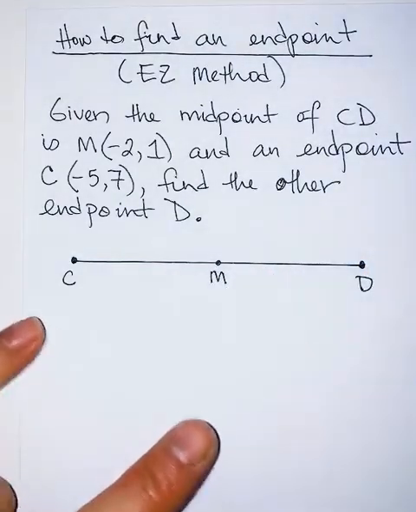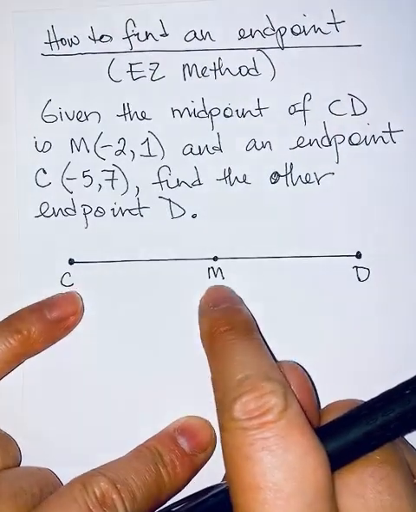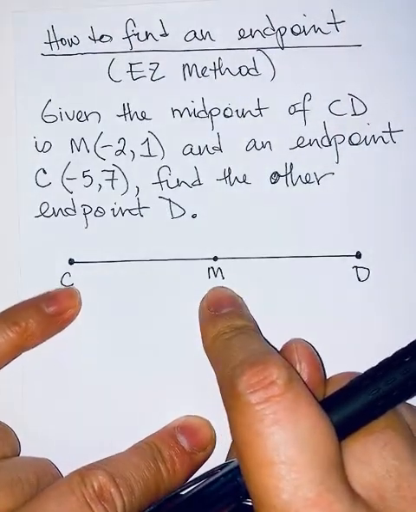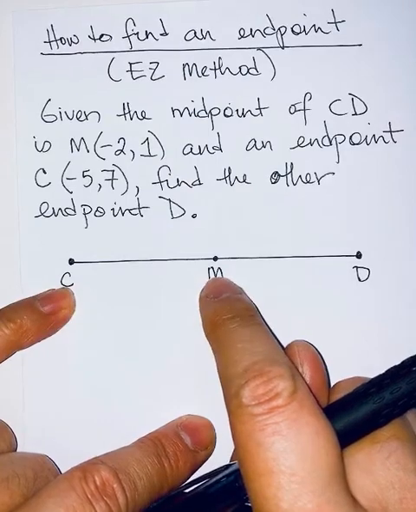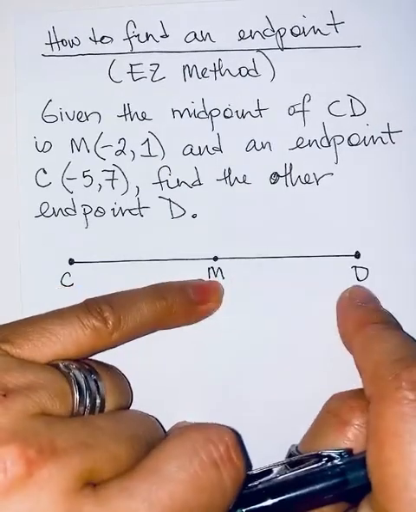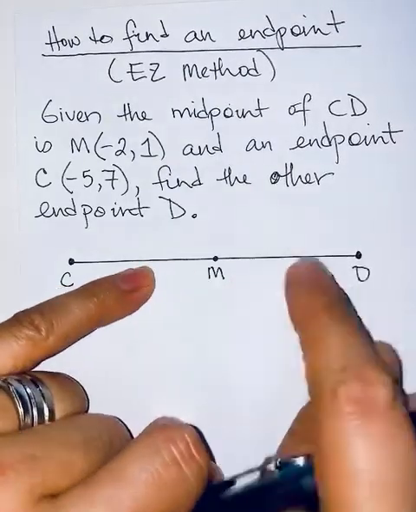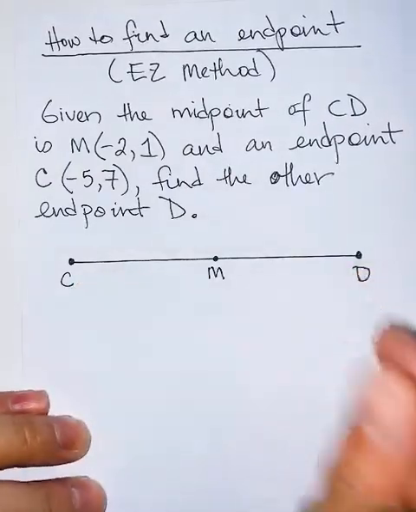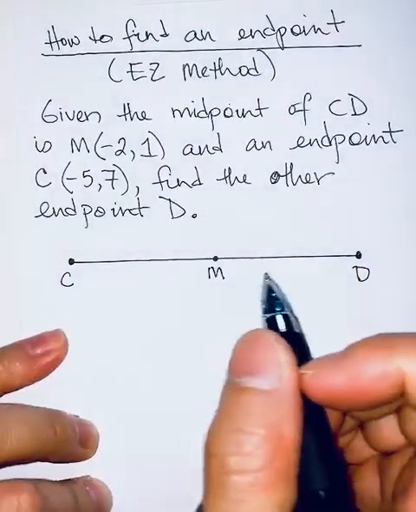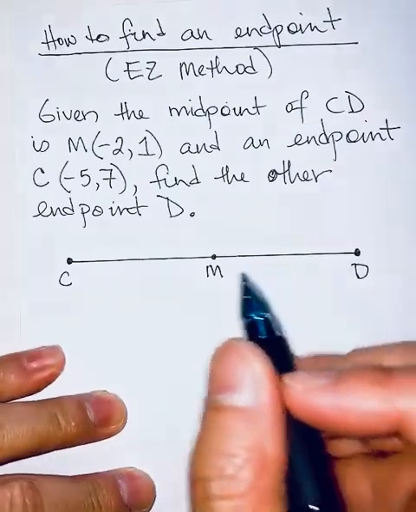Now, if you know anything about midpoint, if there's a midpoint between C and D, then the distance from C to M and M to D is exactly the same, right? So if this is 3, this is 3, this is 5, this is 5, okay? Knowing that is going to help you understand what I'm doing later.